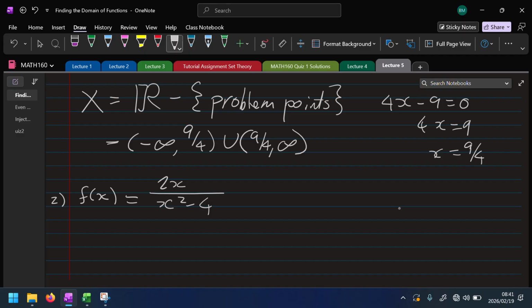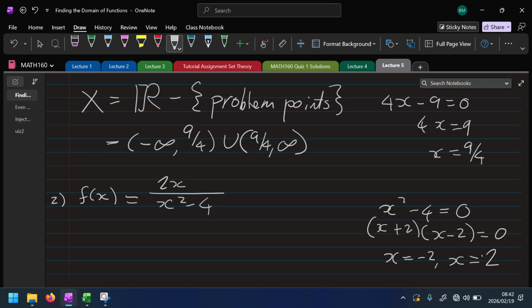On the side, we have x squared minus 4 is equal to 0. We can factor this as x plus 2, x minus 2. So here we have 2 problem points, one at minus 2 and one at 2. Both points need to be removed. So minus 2 and plus 2 need to be taken out.